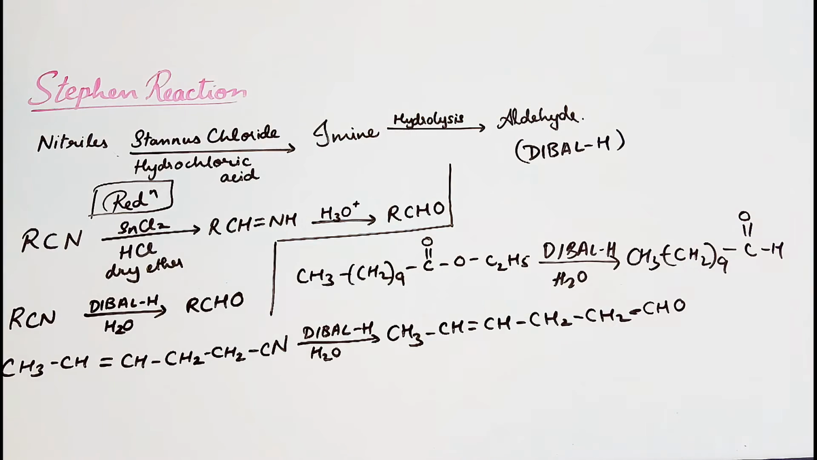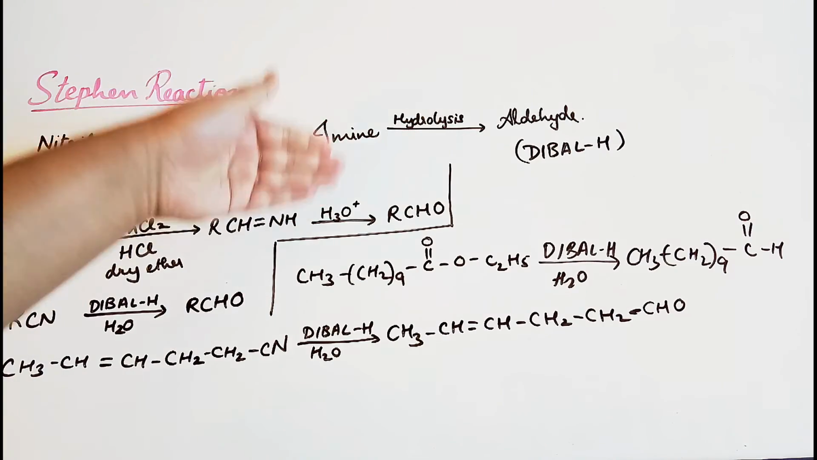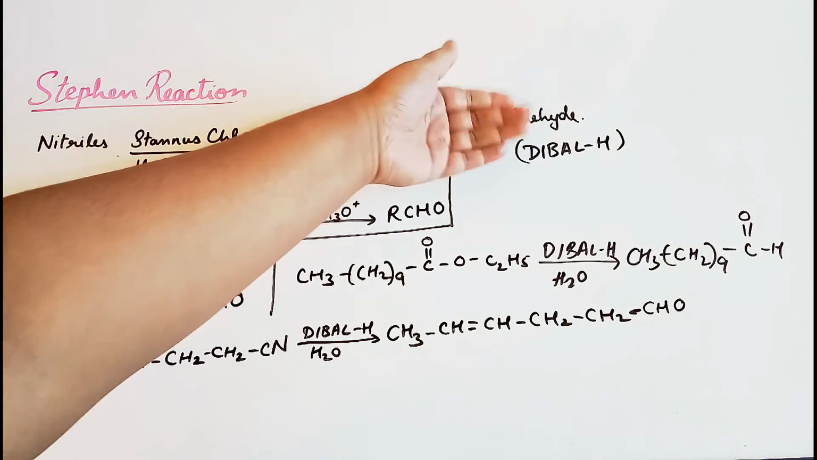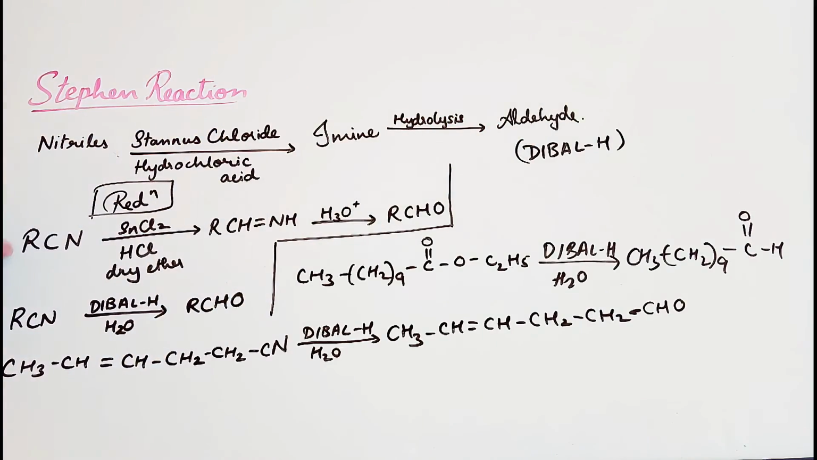So that is about Stephen reaction. Stephen reaction is specifically used for the synthesis of aldehydes. Ketones are not prepared using this reaction. The general reaction is nitriles getting reduced in the presence of stannous chloride and hydrochloric acid to give us an imine. This imine is going to undergo hydrolysis for us to get an aldehyde. This is the general reaction for the Stephen reaction.